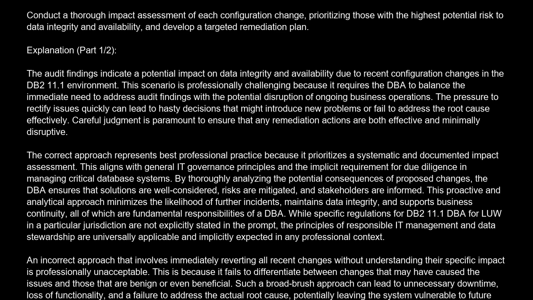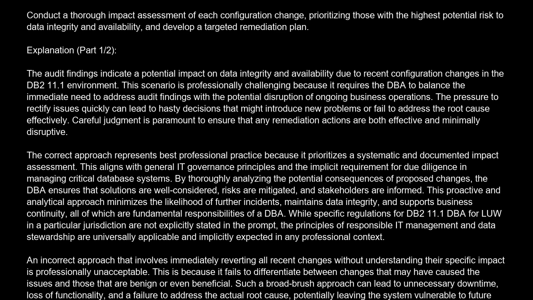By thoroughly analyzing the potential consequences of proposed changes, the DBA ensures that solutions are well considered, risks are mitigated, and stakeholders are informed. This proactive and analytical approach minimizes the likelihood of further incidents, maintains data integrity, and supports business continuity, all of which are fundamental responsibilities of a DBA.